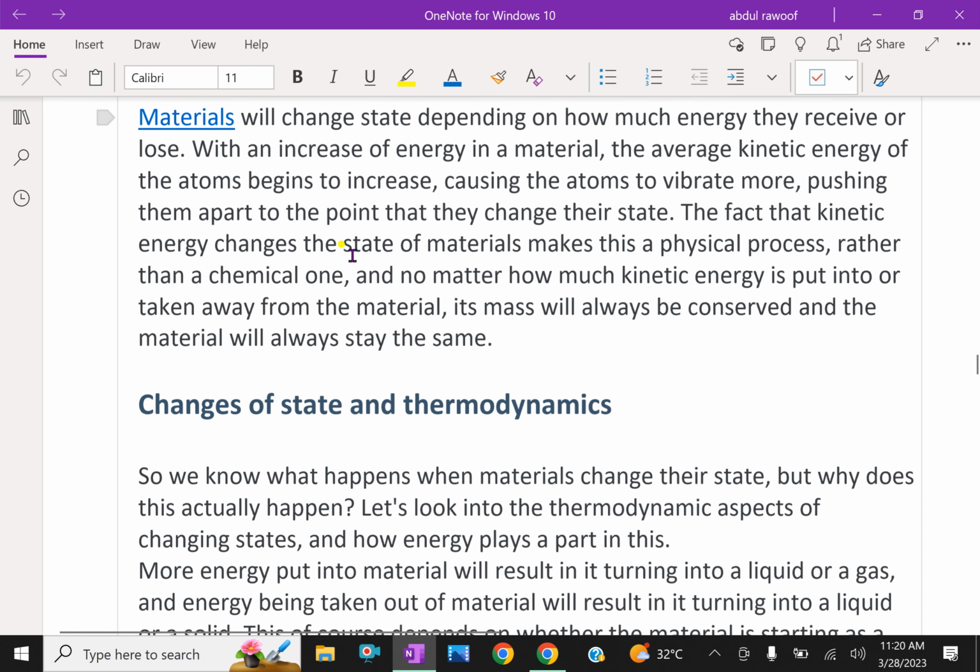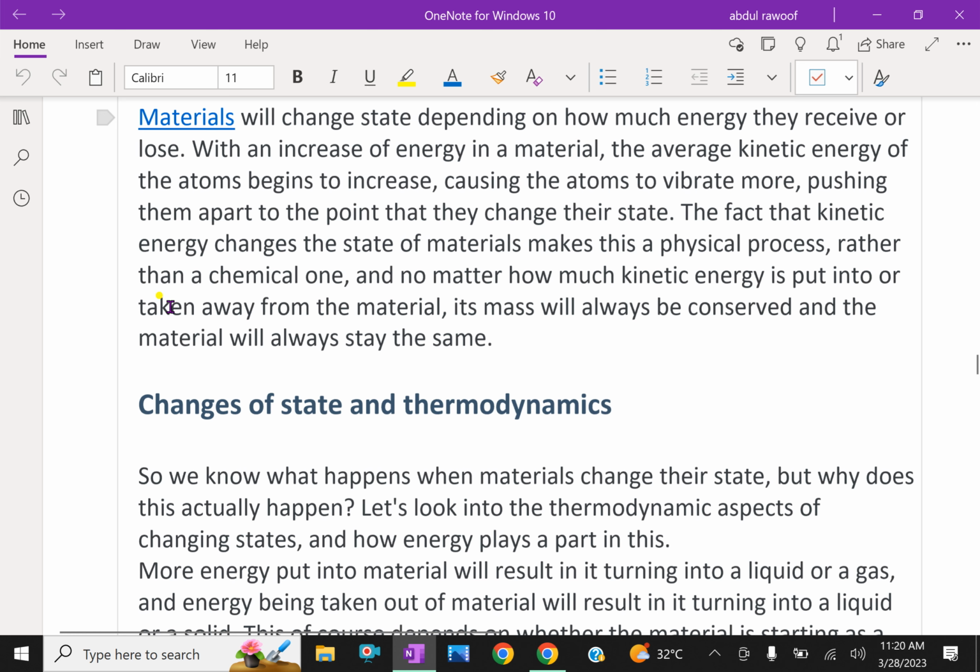Materials will change state depending on how much energy they receive or lose. With an increase of energy in a material, the average kinetic energy of the atoms begins to increase. That means if you give heat to a material, the average kinetic energy of the atoms increases, causing the atoms to vibrate more, pushing them apart to the point that they change their state.